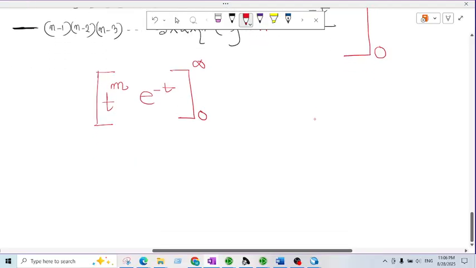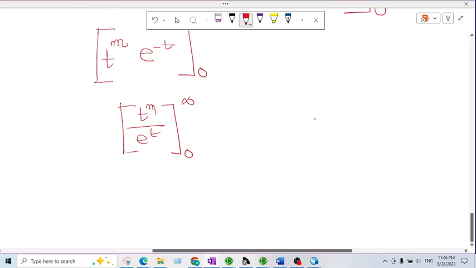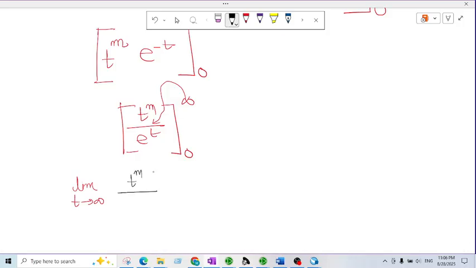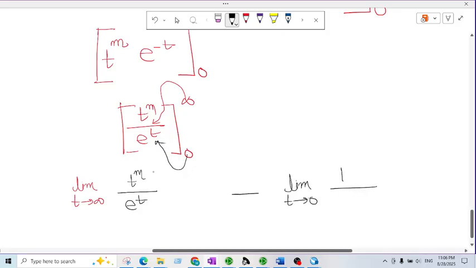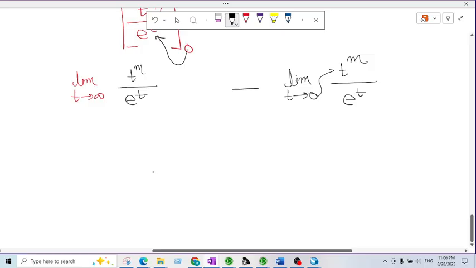Well, so now we have to write this thing like this, and now let's apply this limit. So first of all I have to put this infinity on t, so limit t tends to infinity, t to the power m, e to the power t, minus, now we have to put 0 here, so limit t tends to 0, t to the power m, e to the power t. So the second term is so easy, you just have to put this 0 here, so you will get 0 to the power m and e to the power 0. That means this term is equal to 0.